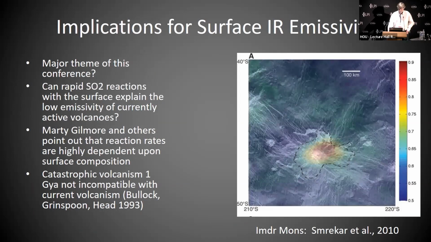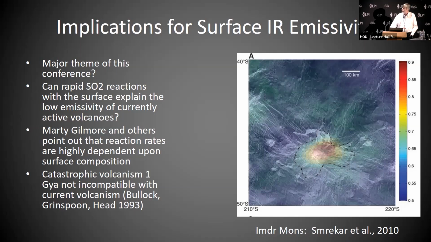Okay, so I'll skip the surface emissivity because people have been skirting around this. This is the famous result from Smrekar et al. 2010 showing lower emissivities at the top of the Idunn volcano, and it could be that we've got active sulfate formation on the older plains, but not at the top of volcanoes where there's recent volcanism.